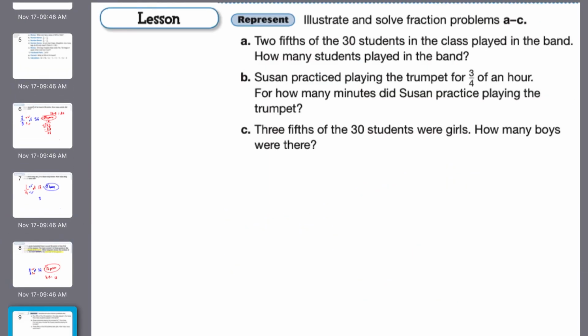All right, here's what your lesson practice looks like. Remember the steps to find part of a whole, so like 3/5 of 15. All you do is divide by the bottom and then multiply by the top.